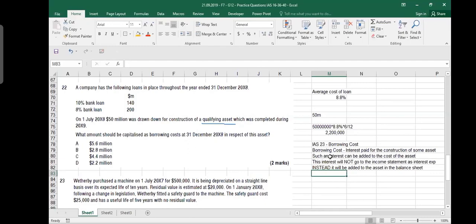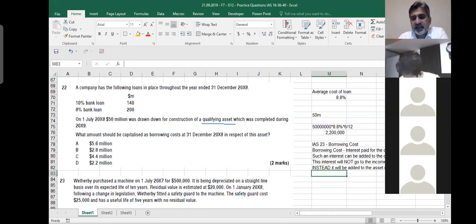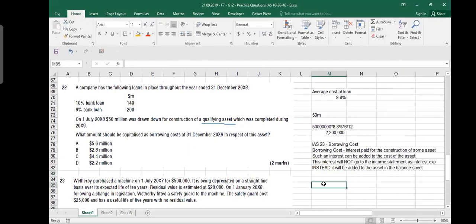If I take out some loan for construction of some asset, and then I also pay interest on that loan, what do we do with it? Usually the interest which you pay on the loan goes to the income statement as interest expense. But if you pay interest for construction of some asset, then this interest is considered as paid for constructing the asset, and therefore you can add it into the cost of the asset. That's what we call borrowing cost.